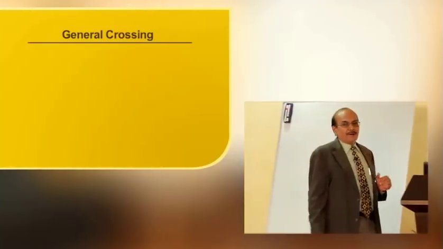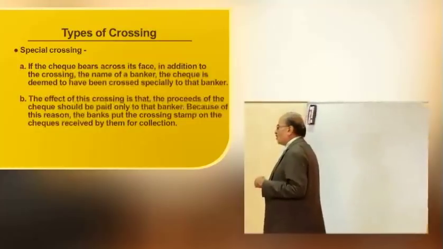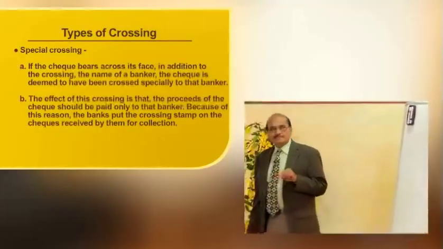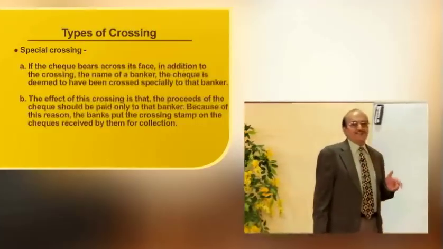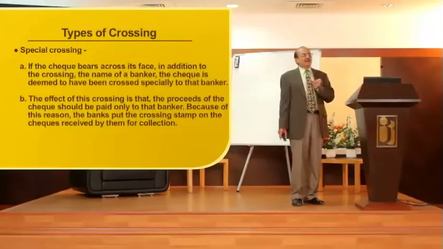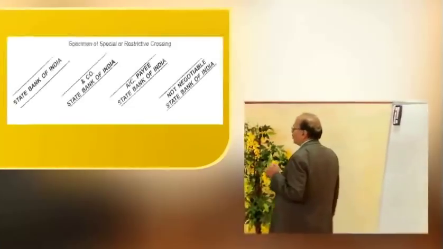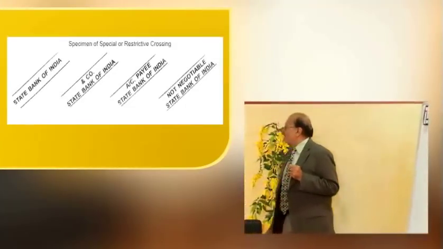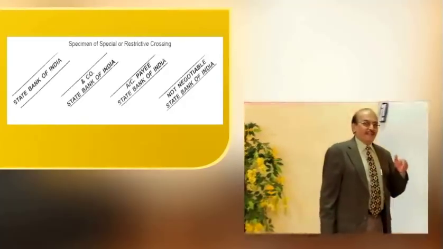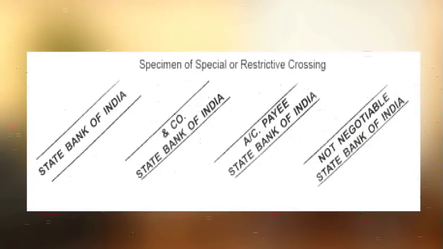Let us try to understand what is meant by special crossing. If the check bears across its face, in addition to the crossing, the name of a banker, the check is deemed to have been crossed specially to that banker. The effect of crossing is that the proceeds of the check should be paid only to that banker. Because of this reason, the banks put crossing stamps on checks received by them for collection. Now, you can have a look at the specimen of special or restrictive crossing. You will find in each of these specimens the name of the bank is written. So that is what is meant by special crossing.